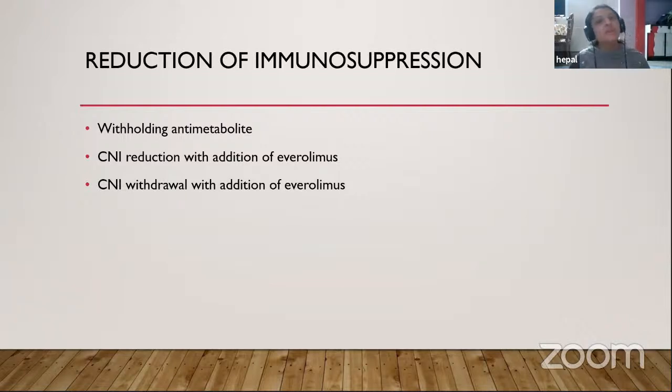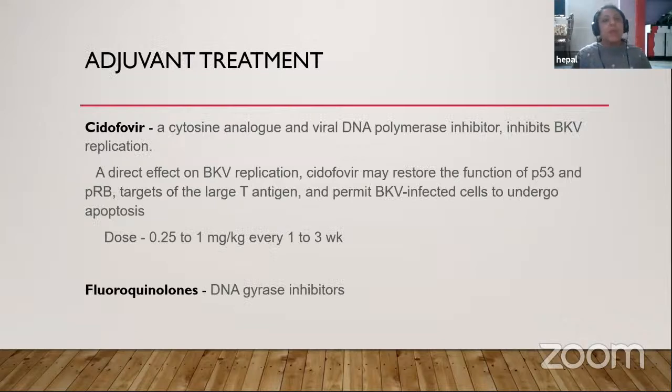One is we reduce the immunosuppression. So we can withhold the antimetabolite, reduce the CNI with addition of everolimus, or withdraw the CNI with addition of everolimus. Everolimus is found to be protective for BKV. What are the adjuvant treatments? These are the other drugs which are found to be effective. Cidofovir is a cytosine analog and viral DNA polymerase inhibitor. It inhibits BKV replication.